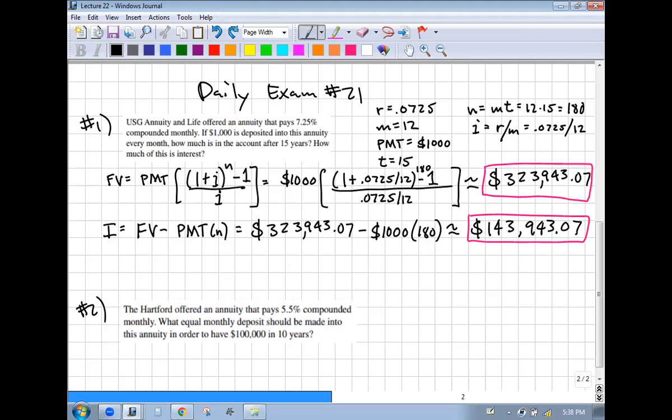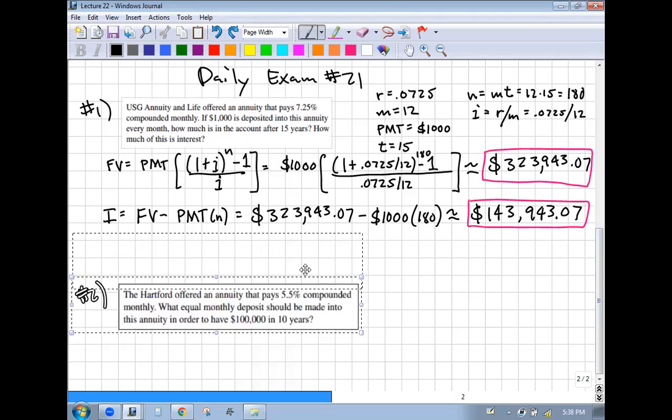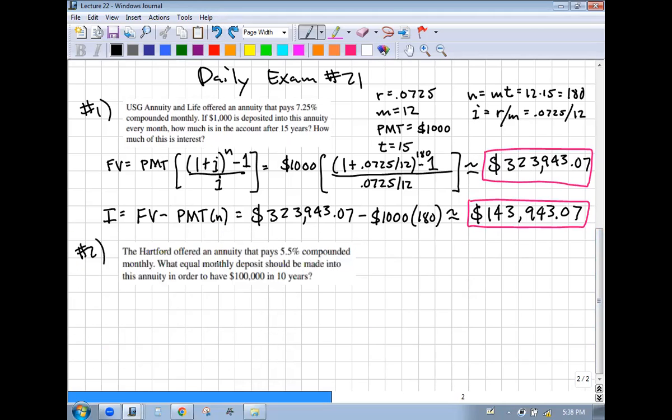So that's what you should have gotten. And now let's look at number 2. All right, we have an annuity. It pays 0.055 compounded monthly. So M is 12. What equal monthly deposit should be made into this annuity?